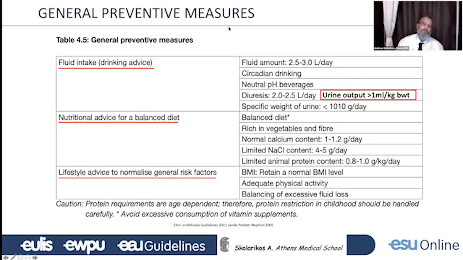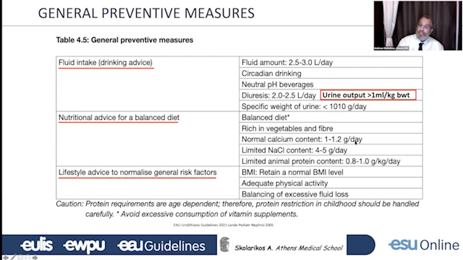So general preventive measures, like in the adult, you have to advise the kid to drink a lot. And actually, in adults, we need a diuresis of 2 to 2.5 liters a day. For kids, the urine output should be more than 1 milliliter per kilogram of body weight. The children should follow a balanced diet.